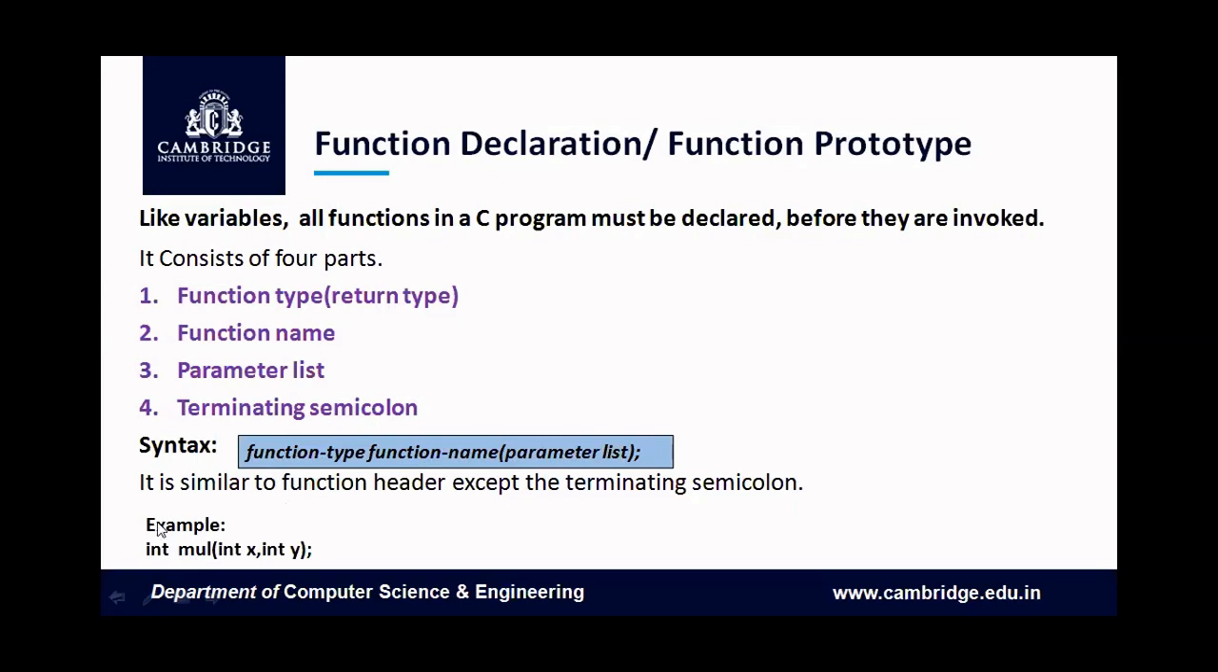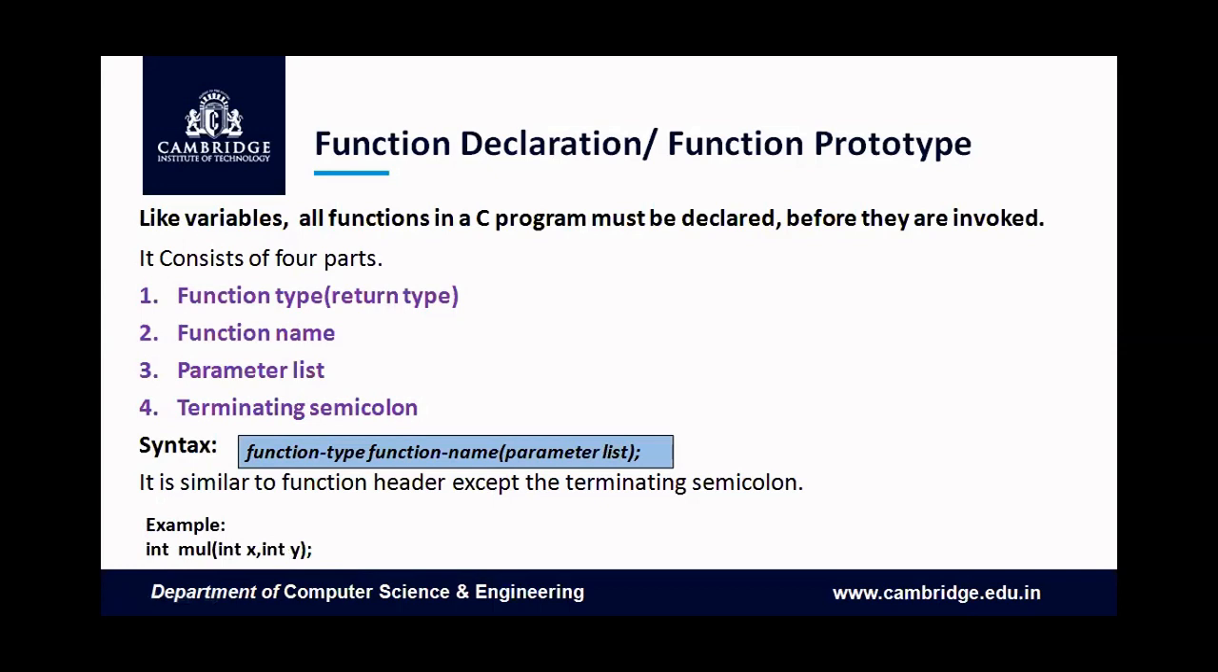Example, previously we have used the mul function, right? int is the return type of the function. mul is the name of the function. int x, int y, and it ends with a semicolon. This is the way we write the function declaration. Now these 4 points are clear. Writing is also well understood. Now the question is where to write this.